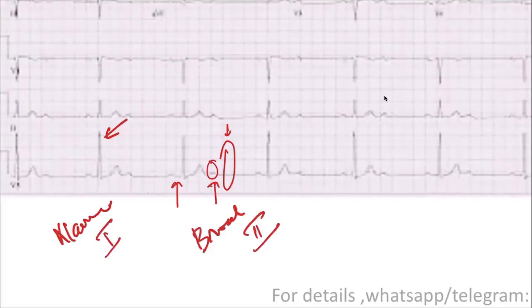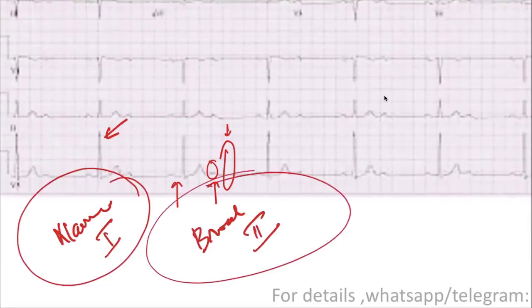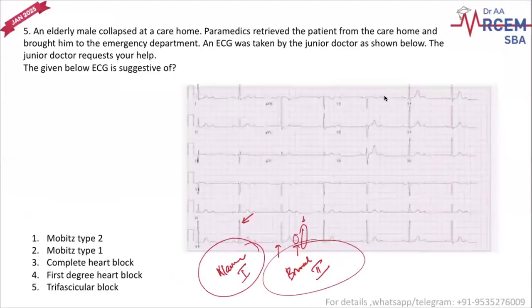This is entering into the depth of ECGs. Someone who isn't aware of this, when they're not able to compare the PR interval and have to look at the QRS complex, goes wrong at that point. So this ECG is suggestive of Mobitz type 1.